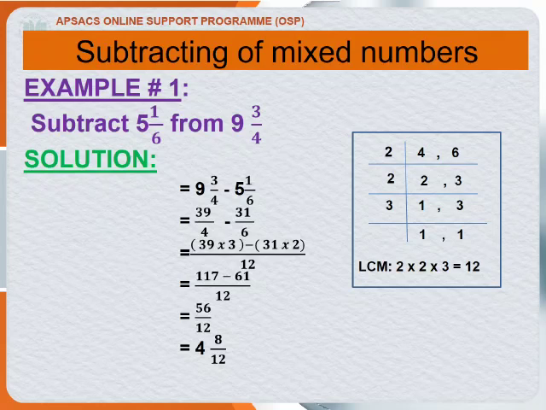The next step, we will subtract 117 minus 62. Answer, 55 out of 12. This is also an improper fraction, so change into a mixed number by dividing. Answer, 4 whole number 7 out of 12.